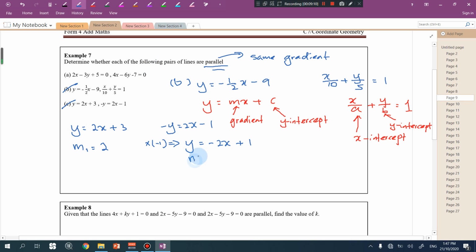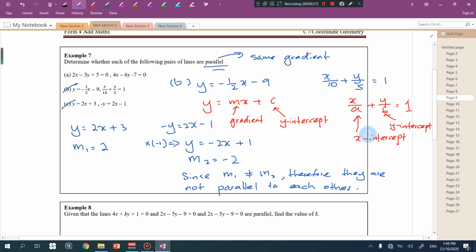Now we can get the gradient easily. The gradient is negative 2. If the question asks you for the y-intercept of this straight line, then it will be positive 1. So be careful, not negative 1. So in this case, now we compare these two. No, they are not the same. This is 2, this is negative 2, right? Since m1 is not equal to m2, therefore they are not parallel to each other. Okay, so this is the way we determine whether the given two lines are parallel or not parallel.